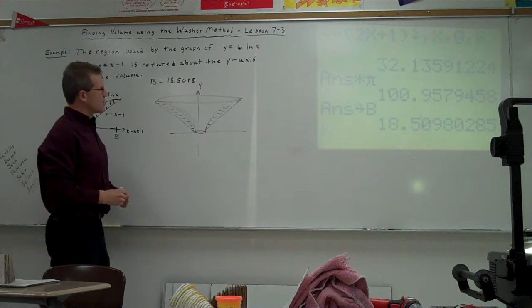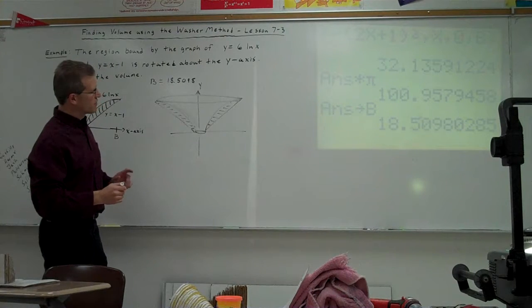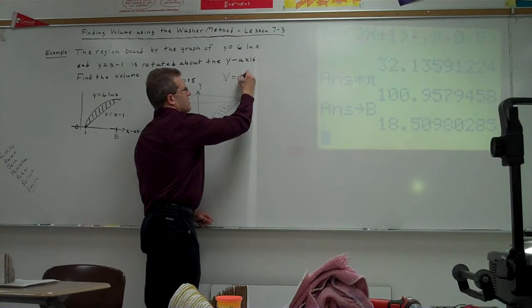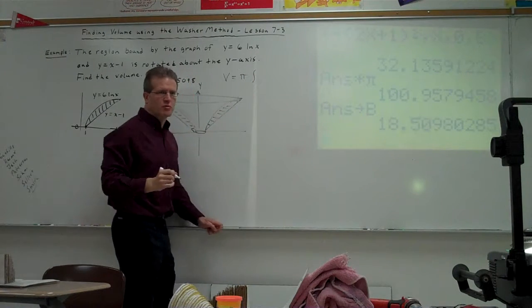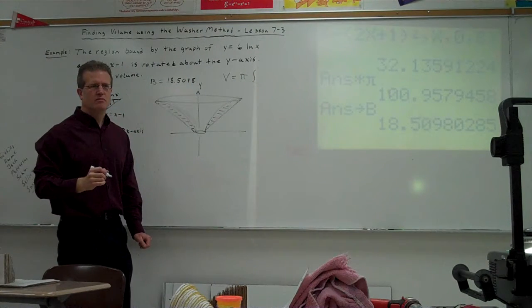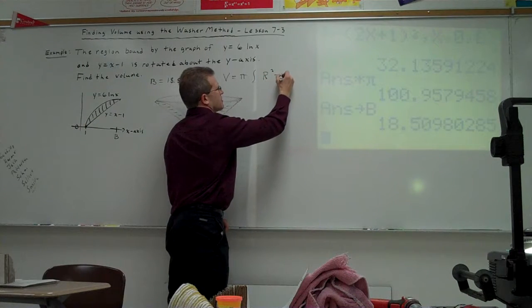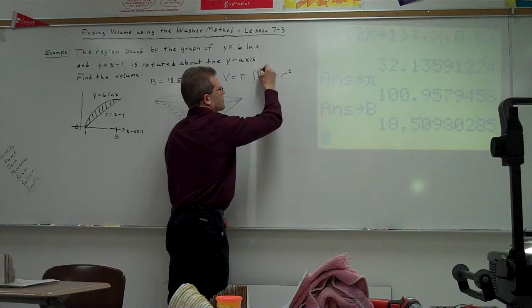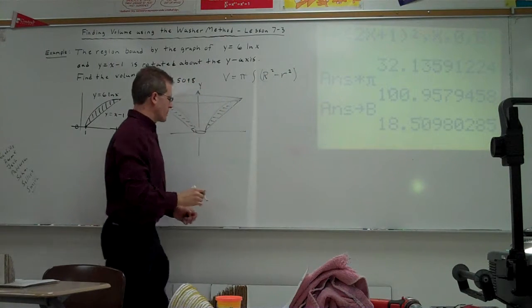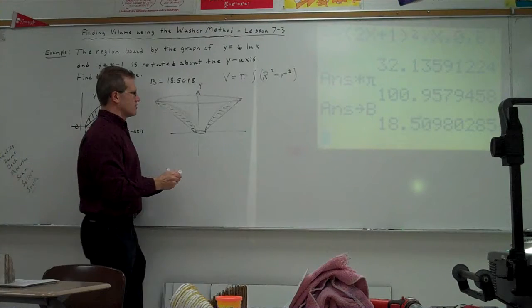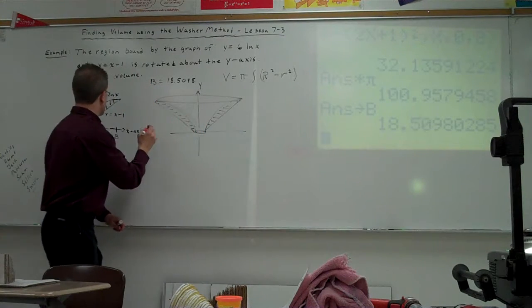Now, the formula for the washer method is this. Volume equals pi times the integral. Anyone remember what comes next? Big R squared minus little r squared. Right. The large radius squared minus the lowercase radius, or the small radius squared. Anybody know how we find the small radius?